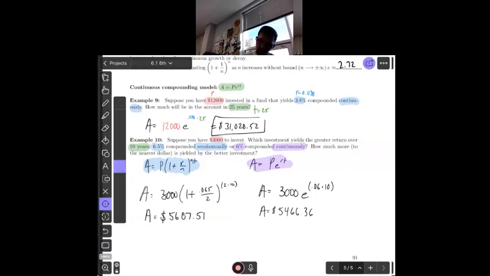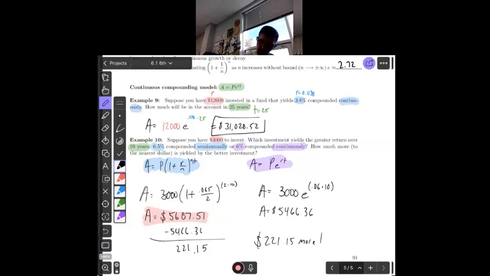All right, so which one is higher? Obviously this one is higher. How much higher? So minus 5,466.36 gives about 221.15. All right, well, there you go.